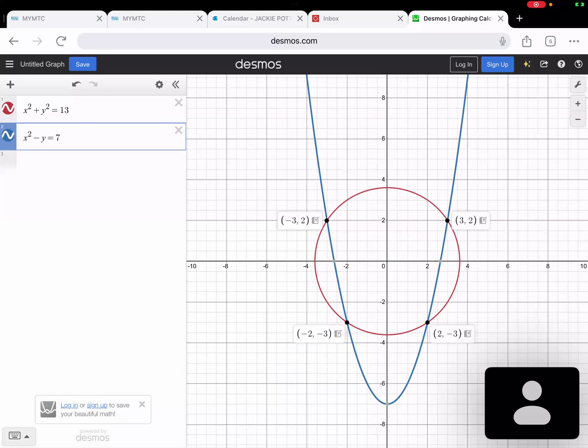Can you think of an instance where you can have a parabola in a circle where it wouldn't cross 4 times? Thoughts? How about when the vertex is inside the circle? All right. So let's look at the next one.